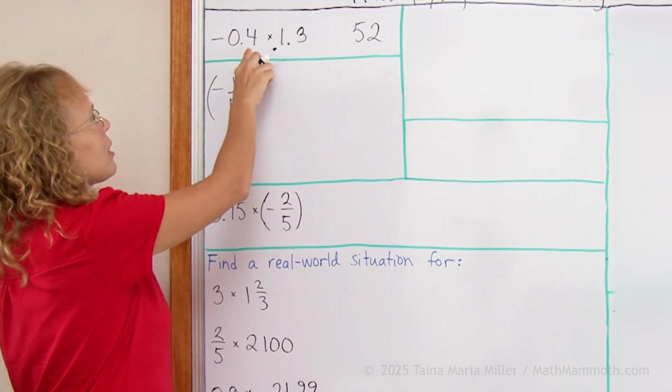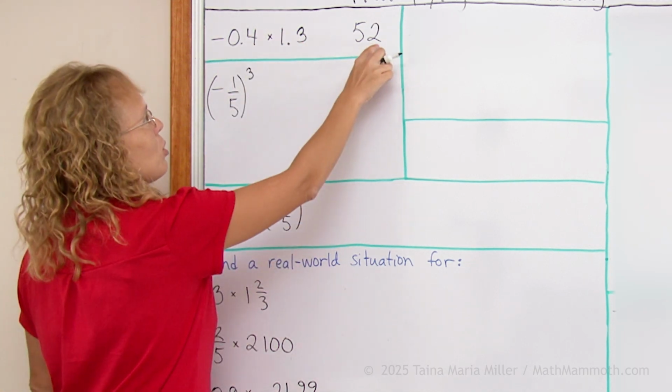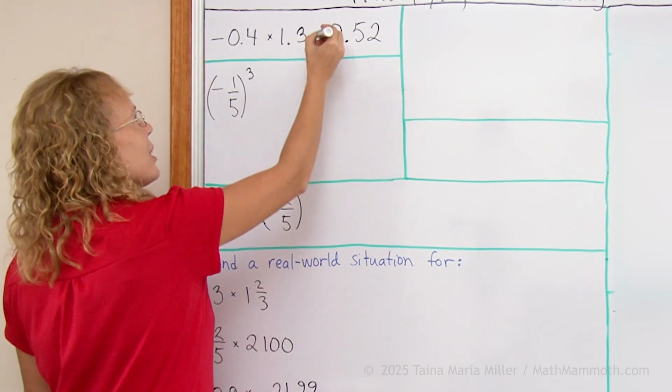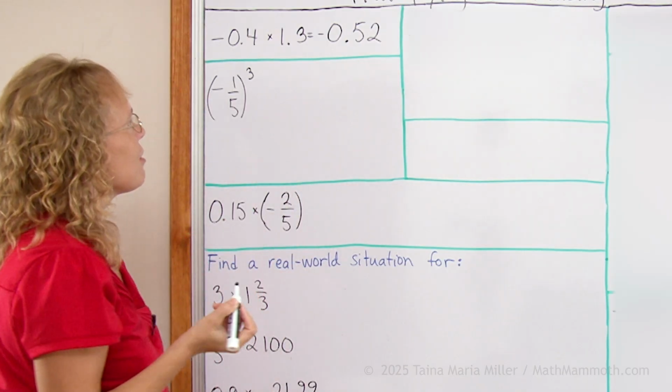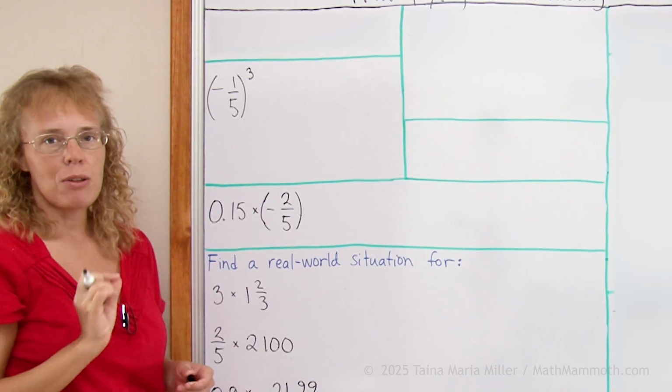There's one decimal digit here and another here. So in total, 2 decimal digits. I need 2 decimal digits in my answer, right? So it's going to be this way. But it has to be negative, okay? Negative 0.52.